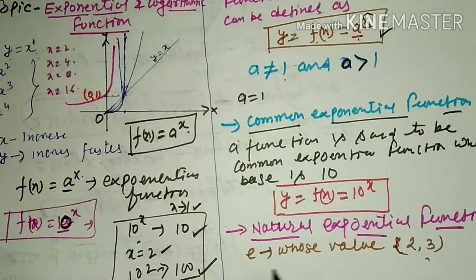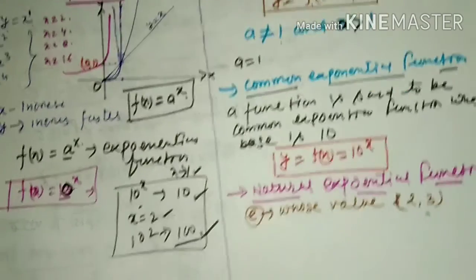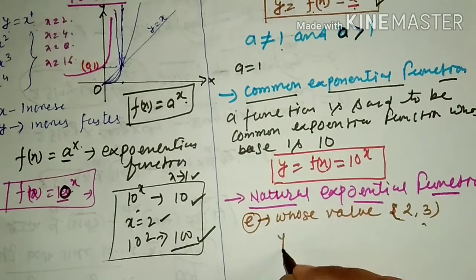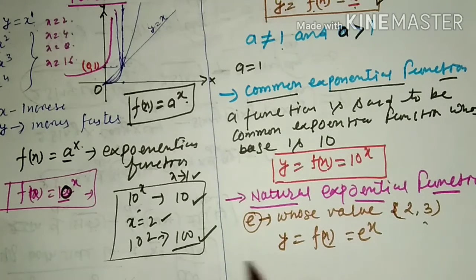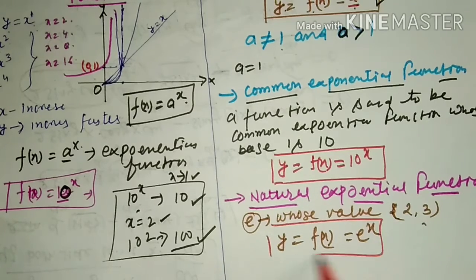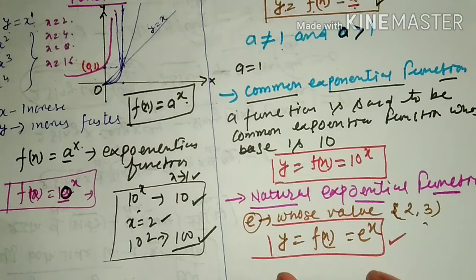If e is the base in that function, then we can say y is equal to f(x) is equal to e to the power x. This is the exponential function. Clear? Special. So this function is called the natural exponential function. Clear? Now the next topic we will discuss is logarithm.